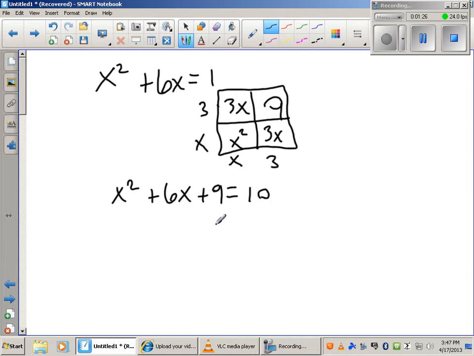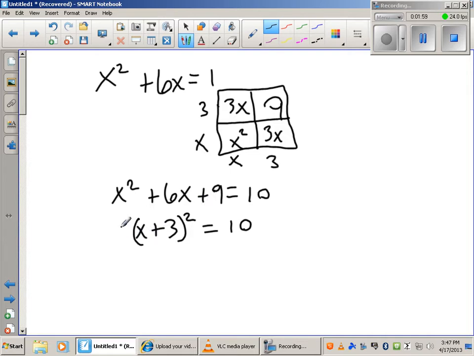Next step is to factor the left side of this equation, the x squared plus 6x plus 9. And we know the factors of that are the outside edges of our square. So we get x plus 3 squared equals 10. So all we did there was factor the left side. And now we want to solve for x.